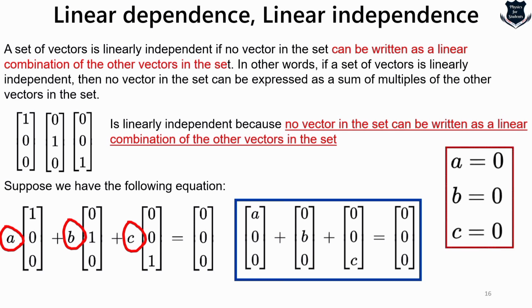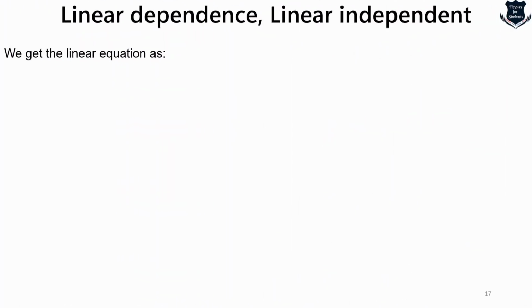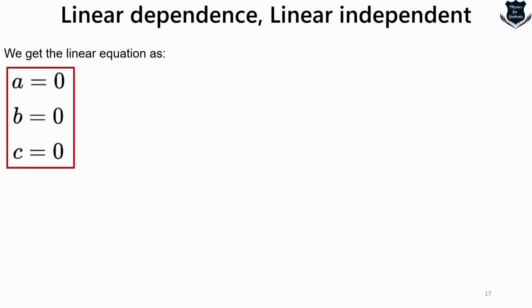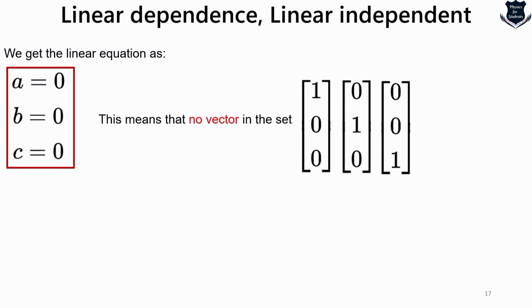And from here we get this equation. I will take this in the next page and I will show you what it actually is. So this gives us the linear equation as this. So what does it mean? That means that the only solution to this system, I mean to say the trivial solution, will be A equals B equals C equals 0.